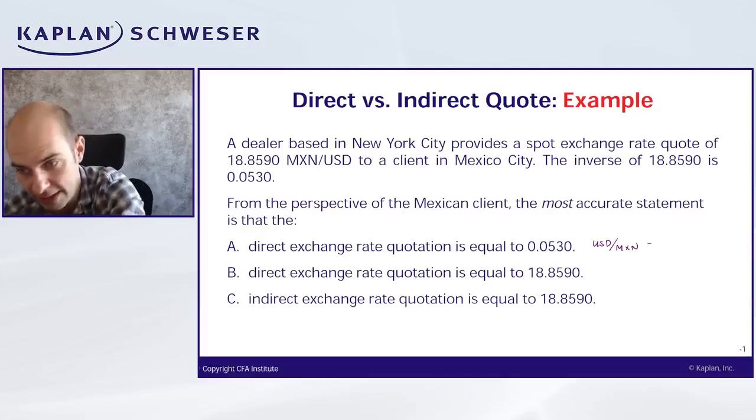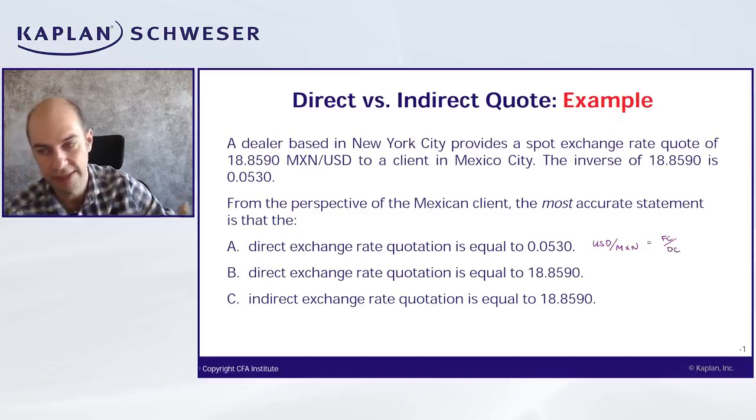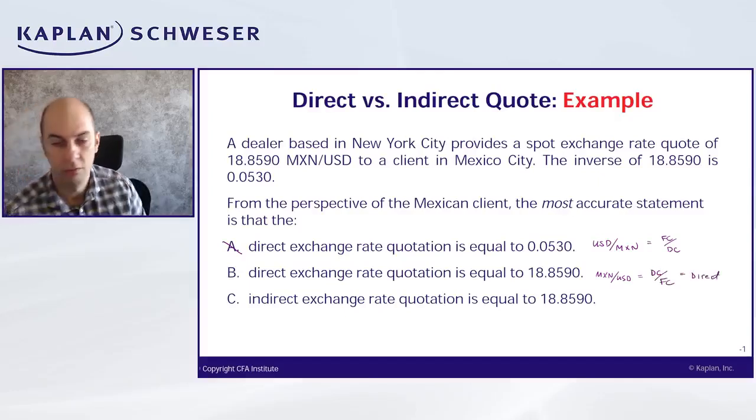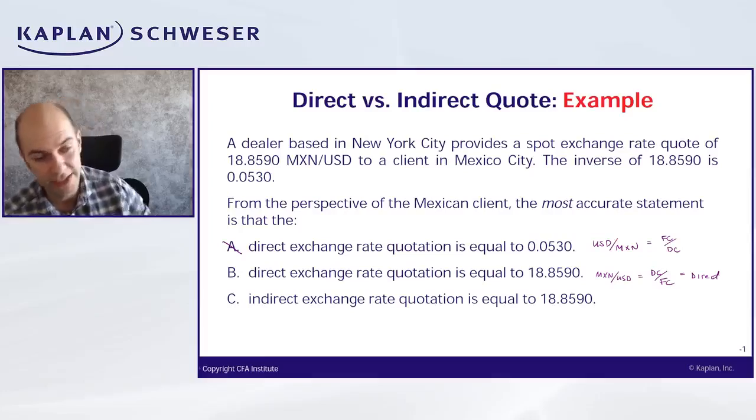Or in the case of our Mexican friend here, that is foreign currency because he's Mexican over domestic currency. And that is an indirect quote. Boom. So that's not right, my friends. Direct exchange rate of 18.8590, which is the number that was given originally. So that's MXN over USD, which for our Mexican friend is domestic currency numerator over foreign currency. And that is a direct quote from the point of view of a Mexican trader.